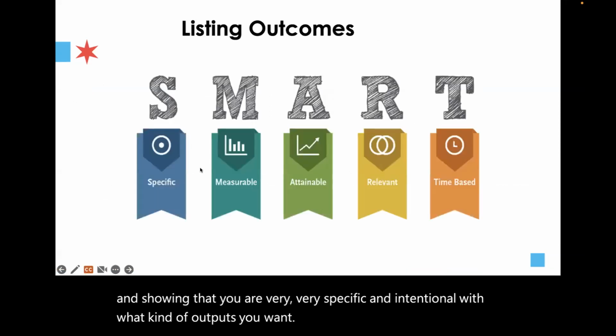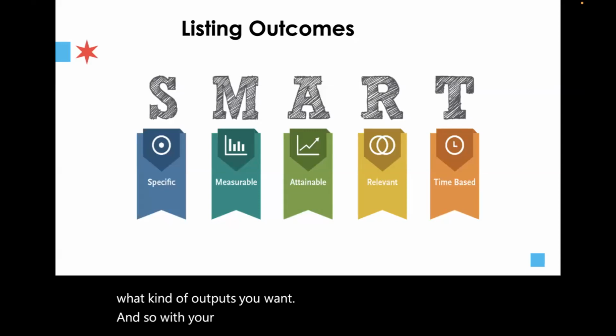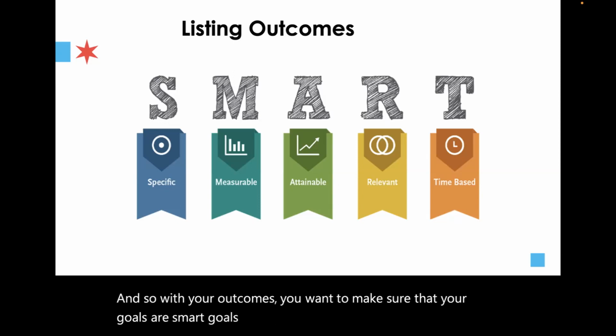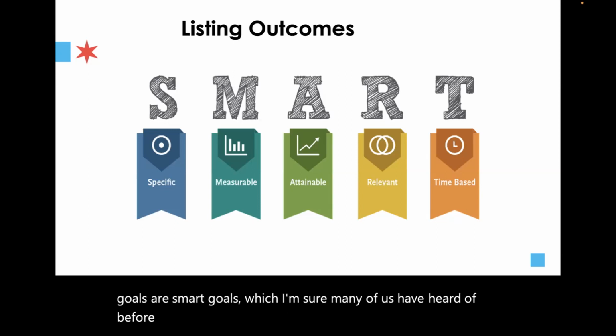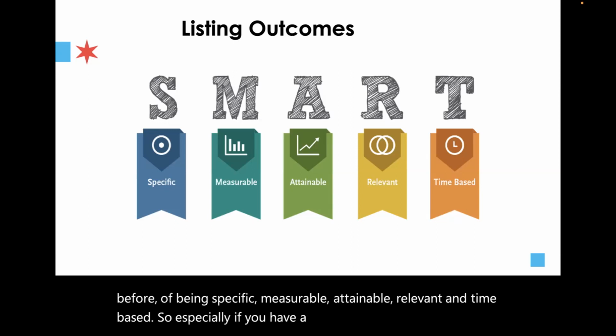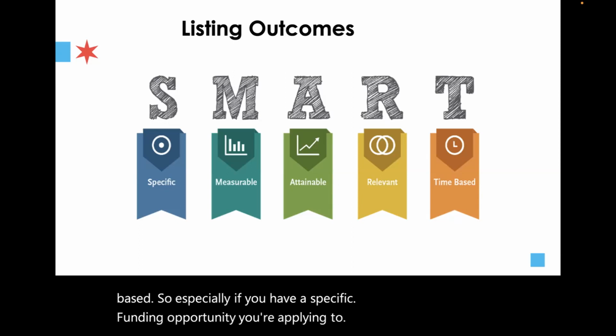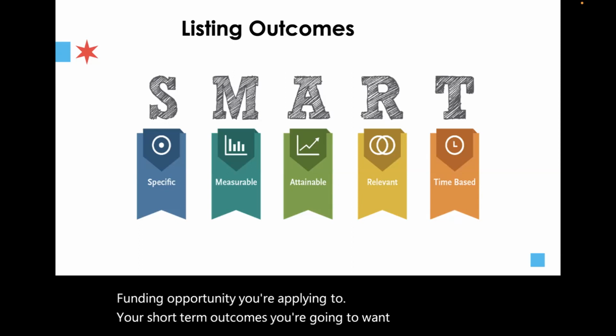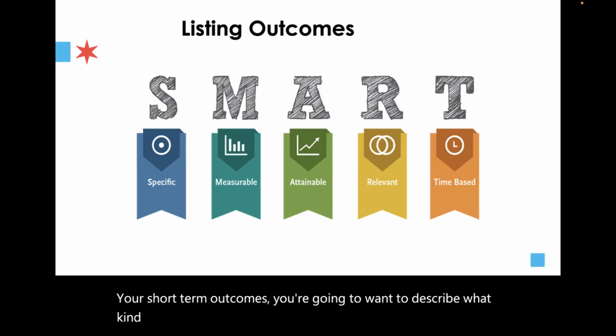And so with your outcomes, you want to make sure that your goals are SMART goals, which I'm sure many of us have heard of before: specific, measurable, attainable, relevant, and time-based. So especially if you have a specific funding opportunity you're applying to, for your short-term outcomes, you're going to want to describe what kind of outcome you're expecting to see in 6 months, in a year, in 2 years, having an element of time to that.